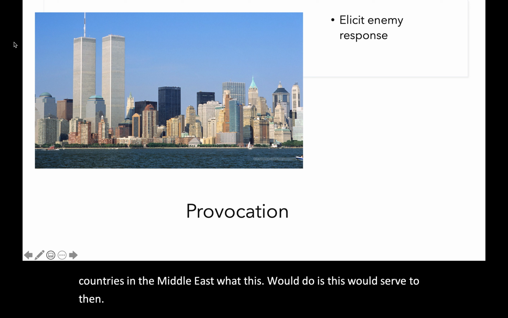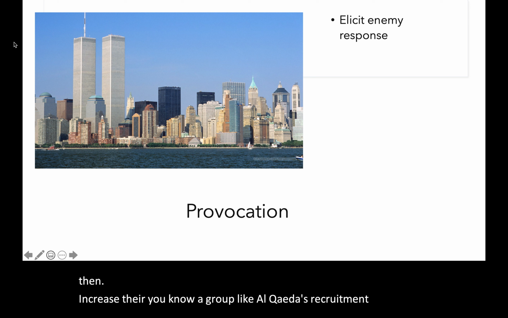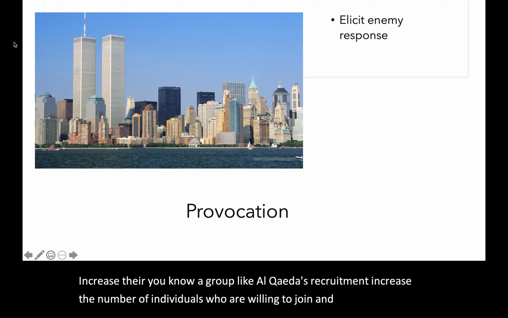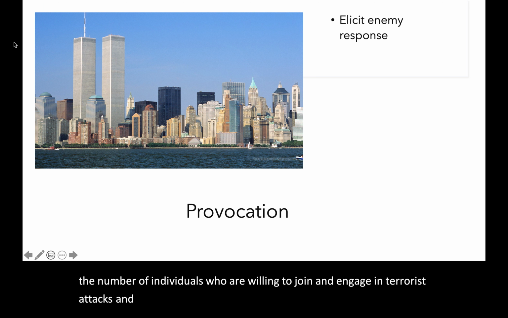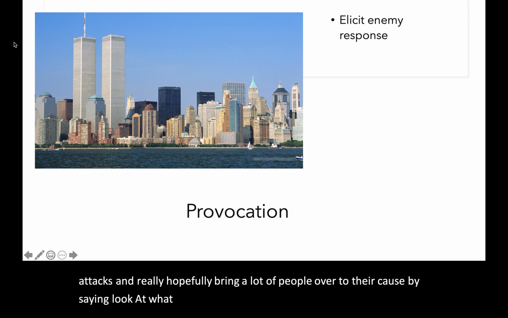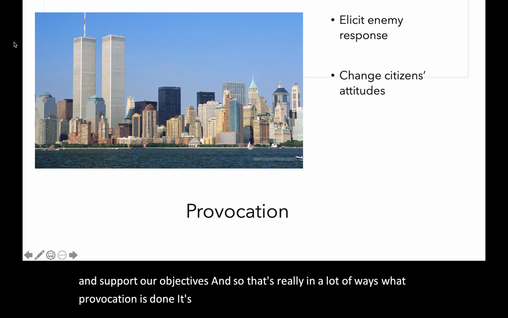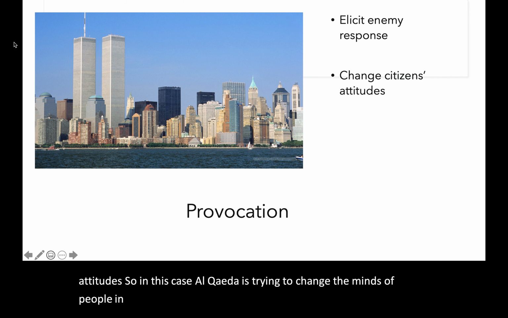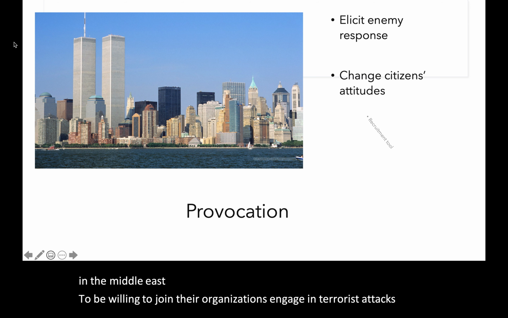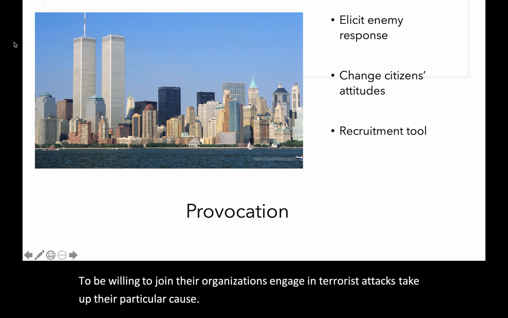increase a group like Al-Qaeda's recruitment, increase the number of individuals who are willing to join and engage in terrorist attacks, and really hopefully bring a lot of people over to their cause by saying, look at what the United States has done. You should join our forces and support our objectives. And so that's really, in a lot of ways, what provocation has done. It's really they try to change the citizens' attitudes. So in this case, Al-Qaeda is trying to change the minds of people in the Middle East to be willing to join their organizations, engage in terrorist attacks, take up their particular cause. And so this, in a lot of ways, it's a recruitment tool.